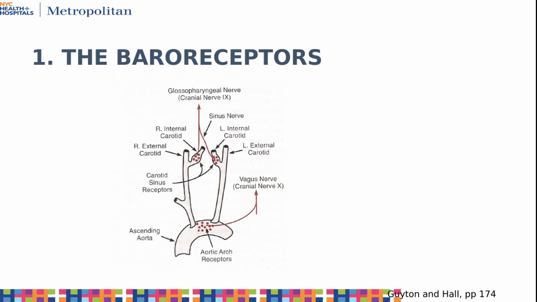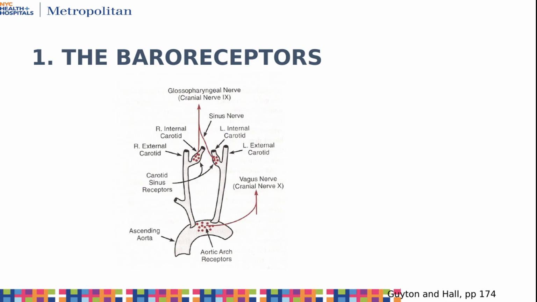Baroreceptors are pressure receptors. They detect changes in mean arterial pressure in the carotid sinus and the aortic arch, and they send that information to cardiovascular centers in the medulla. In practical terms, they are the body's immediate feedback system for arterial stretch. If pressure rises, stretch rises. If pressure falls, stretch falls. The brain then uses that signal to adjust autonomic output.